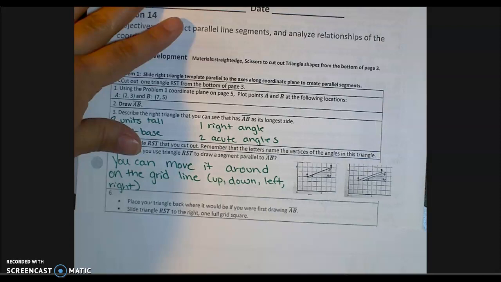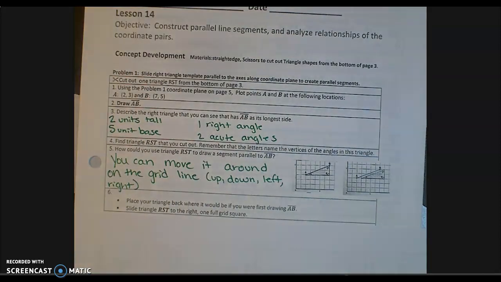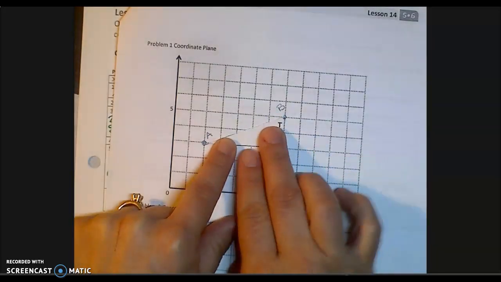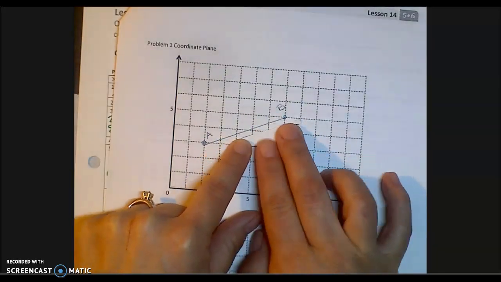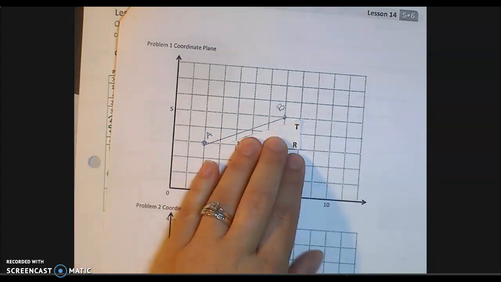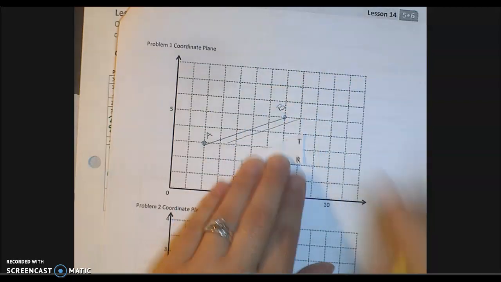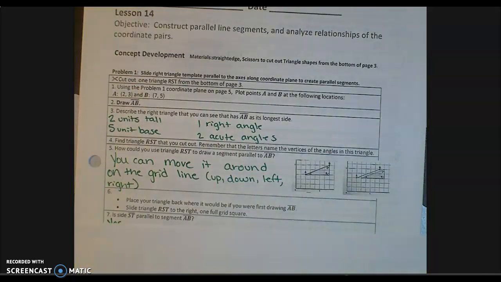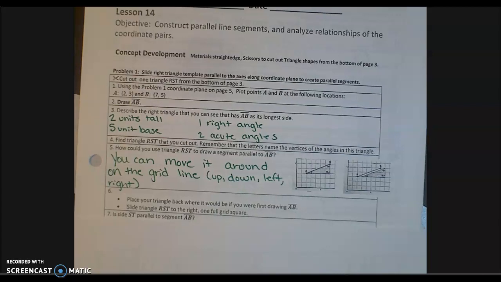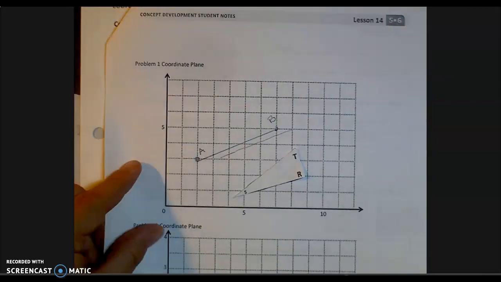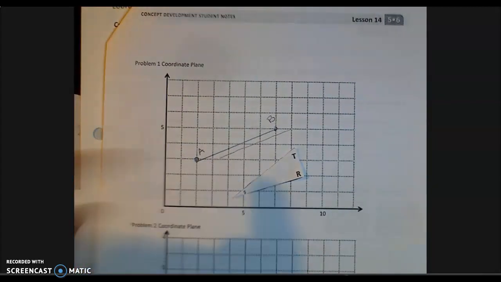Number 6 says, place your triangle back where you first began drawing AB. Slide triangle RST to the right 1 full grid square. So here's my RST, and I am only sliding it right 1 grid square, just like that. And I'm going to go ahead and draw that line. It says, is side ST parallel to segment AB? Did those end up being parallel? Yes, they are.